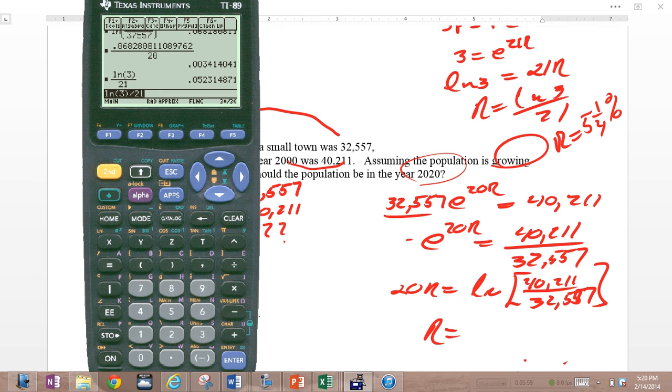Okay, clear. Take the natural log of that 40,211 divided by 32,557. Okay, that's some value. Divide that by 20, because we want r. Looks like r is 0.010557. Round it off, 0.0106.